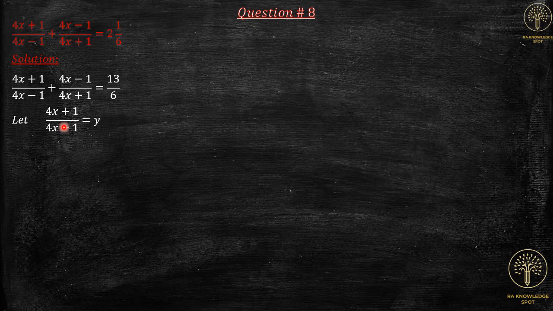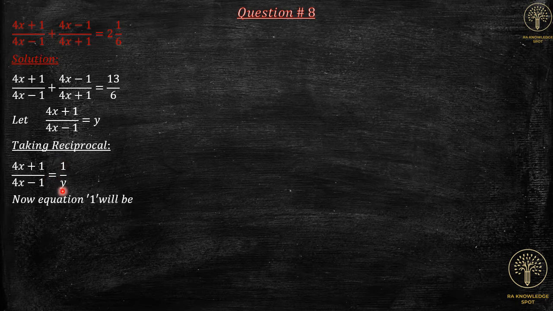Like in the previous question, we took the reciprocal of this equation. In the same way, we have to take the reciprocal of this equation. What will be the reciprocal of this one? Here is the reciprocal: 4x minus 1 divided by 4x plus 1 is 1 by y. Now you can say this is your equation 1, or the above equation will be actually.